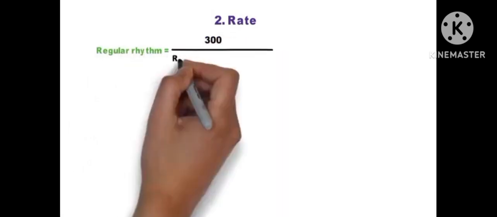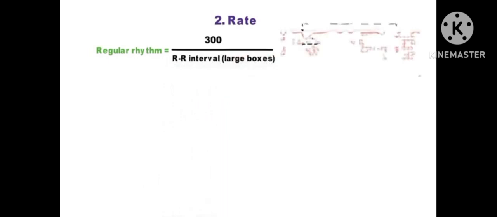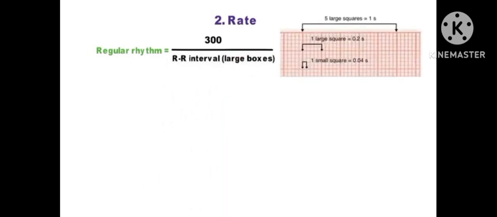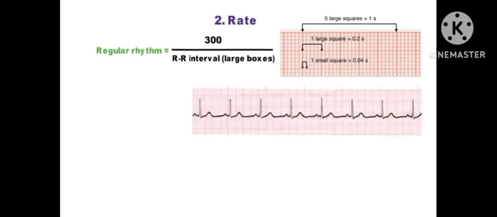Step 2 is to calculate heart rate from an ECG. If the rhythm is regular in the ECG, heart rate is calculated by 300 divided by the number of large boxes between the RR interval. And this is an ECG graph paper. If the speed or calibration of the ECG machine is 25 mm per second, then one small square corresponds to 0.04 second and one big square to 0.2 second. So 5 large squares is equal to 1 second.